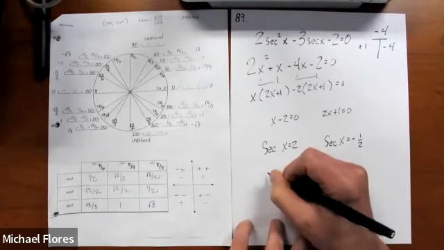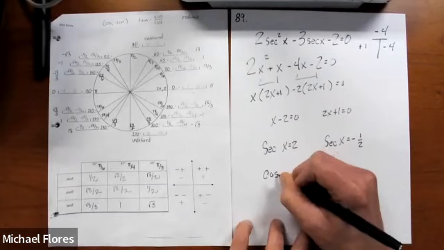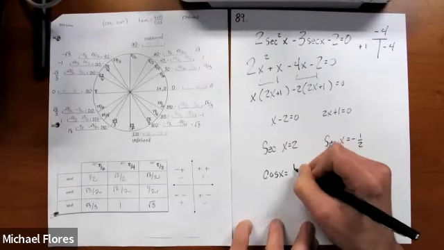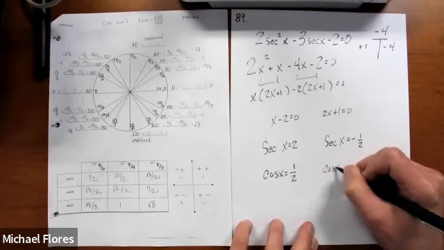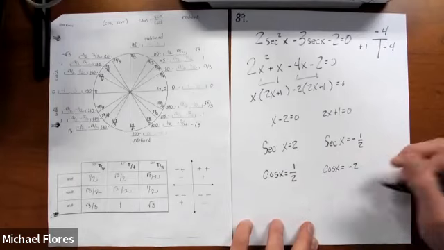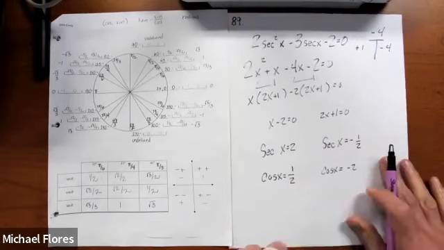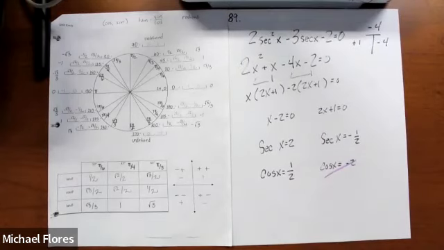The reciprocal of secant would be cosine. Reciprocal of 2. Now we don't have a cosine value of -2 in our unit circle, so this is the only one you have to solve for.